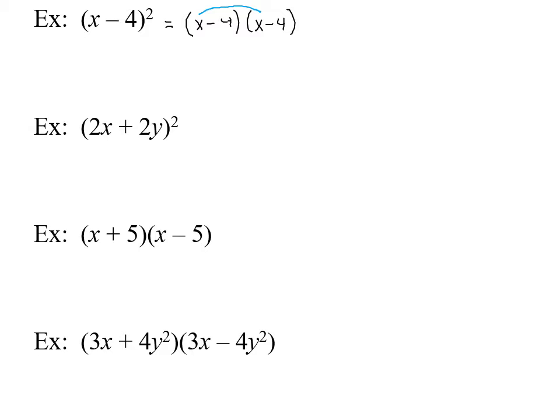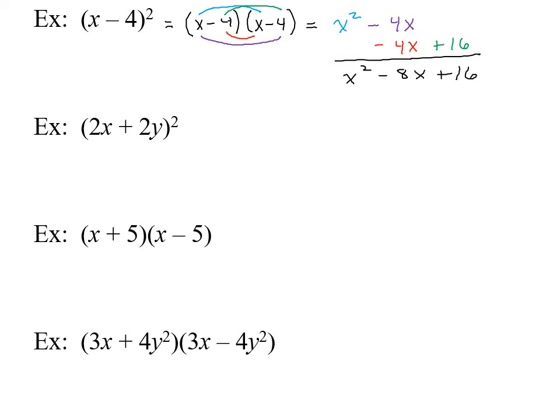The x times the x, the first times the first, gives me x squared. The outside, x times minus 4 is minus 4x. The inside, negative 4 times x is negative 4x. And the last one's negative 4 times negative 4 gives me 16. You'll notice that the two in the middle, the inside and the outside, are exactly the same thing. That always happens on a perfect square trinomial. And you'll end up with x squared minus 8x plus 16. And that would be your answer.